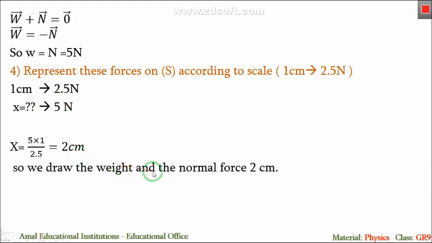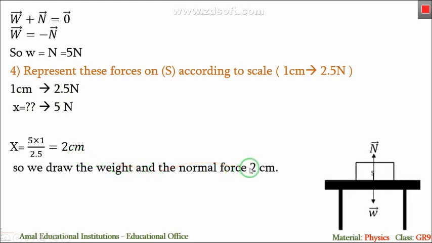So we draw the weight and the normal force 2 cm. We draw the weight force from the center of gravity of the box vertically downward, and we draw the normal force from the center of contact between the box and the table vertically upward.